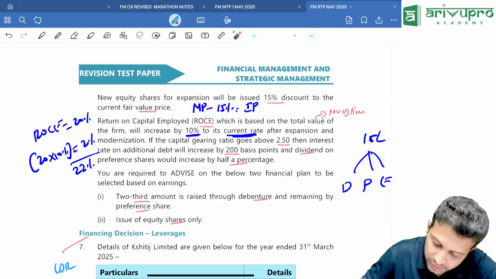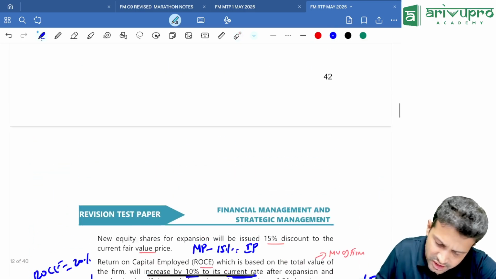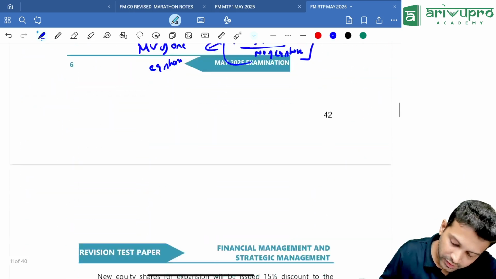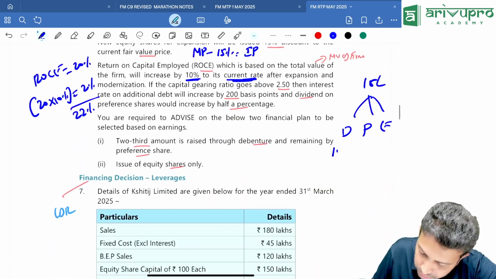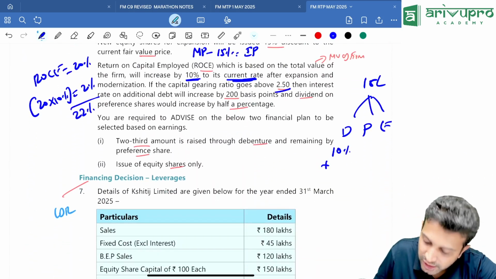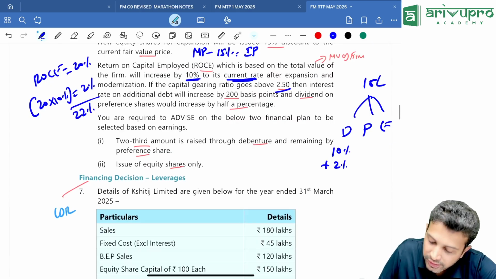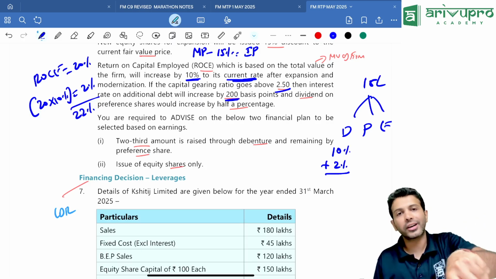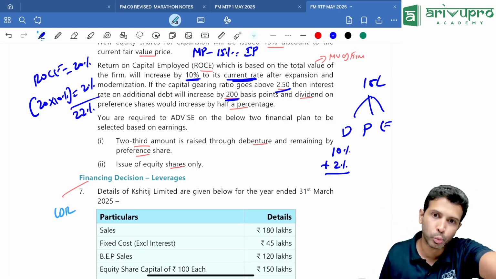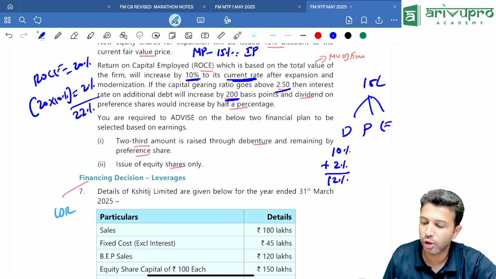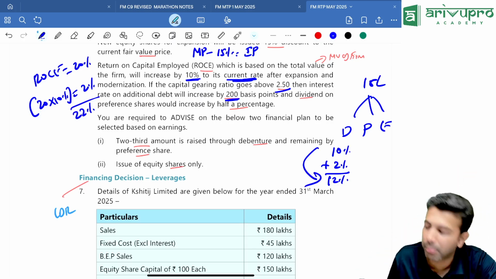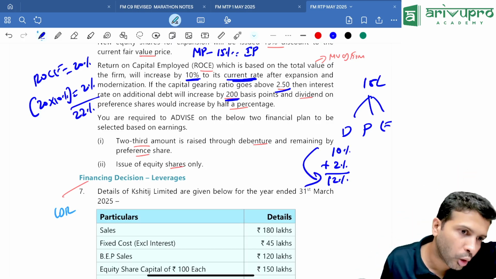That means for the new debt, what is the existing rate of interest on the debt? 10%. If the capital gearing ratio crosses 2.5, can you raise the debt at 10%, or will the interest rate increase? It will increase. It will increase by how much? 200 basis points, which means 2%. That means the new debt's interest rate will be 12%. From 10, this will become 12.